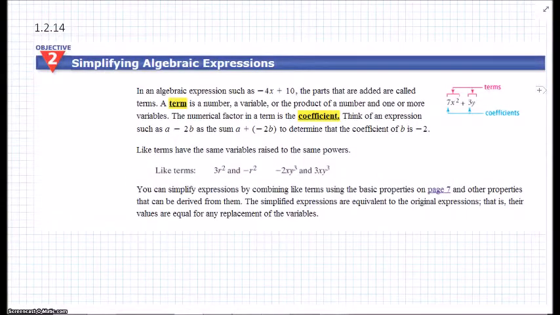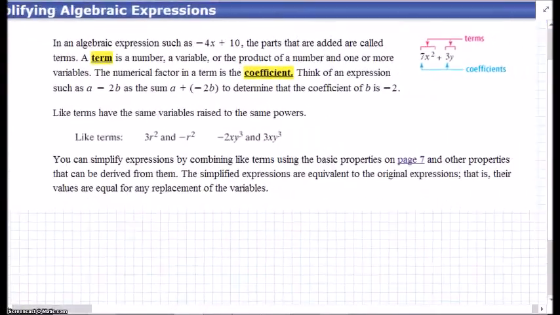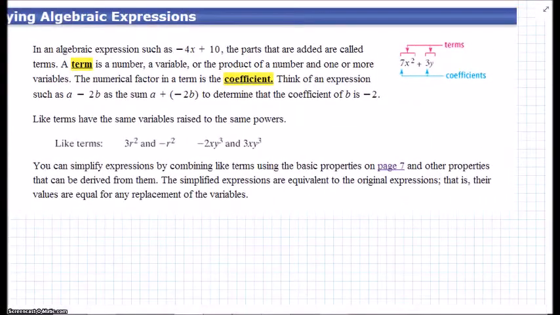All right, going on to objective 2, simplifying algebraic expressions. Okay, I'll zoom in a little bit here. In an algebraic expression such as negative 4x plus 10, the parts that are added are called terms. So 4x is a term. Okay, a term is a number, a variable, or a product of a number and one or more variables. All right, the numerical factor in a term is called the coefficient.